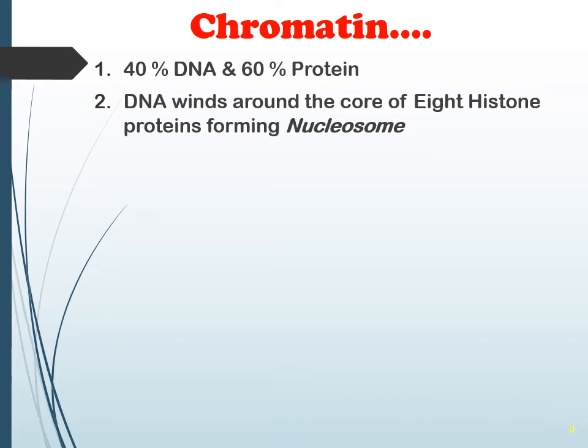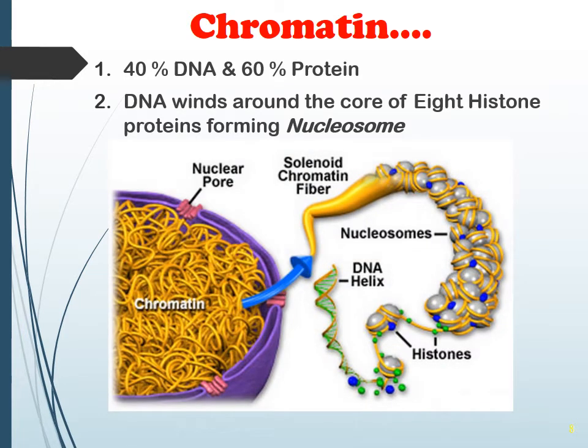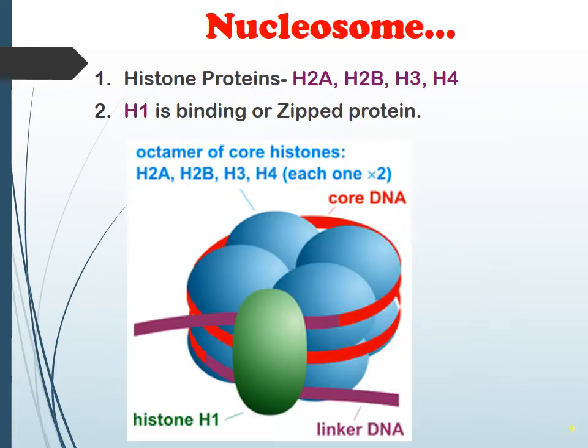DNA, that is deoxyribonucleic acid, winds around the core of 8 histone proteins, forming nucleosome. Now if you see here in this diagram, these silver color structures, they are what? Histone proteins. And this yellow color thread is the one which is wrapped around it. It's called DNA. And these two structures together, we call them nucleosome. This is the more detailed structure of nucleosome in front of you.